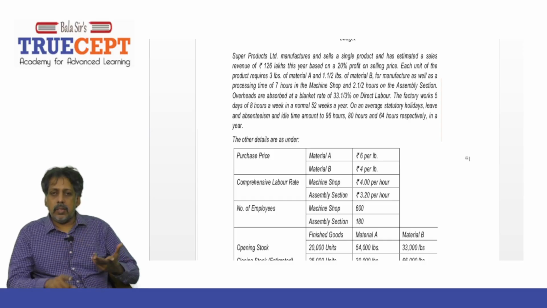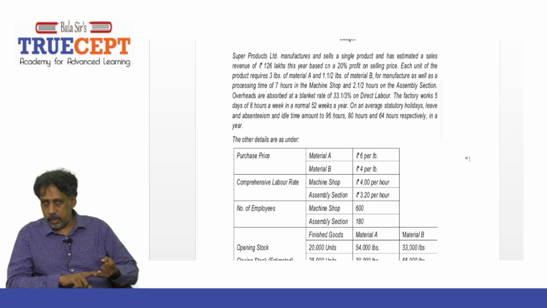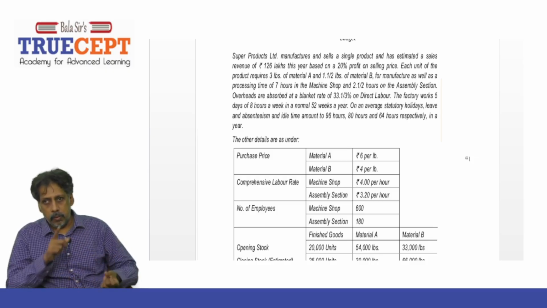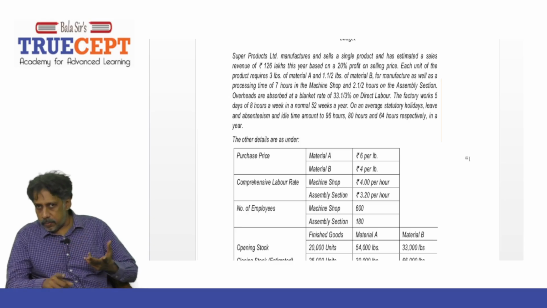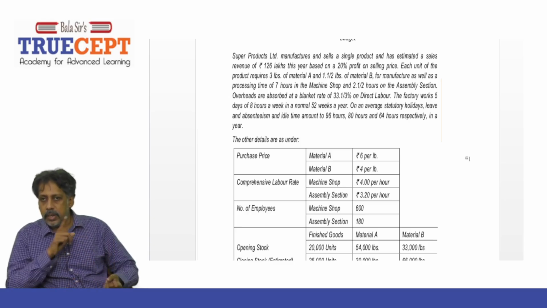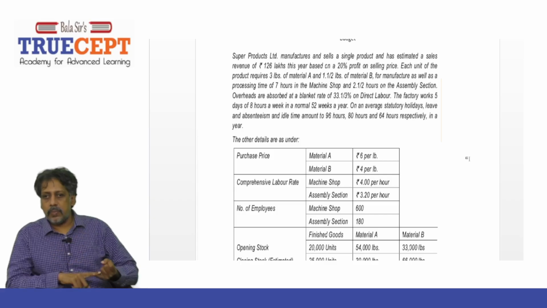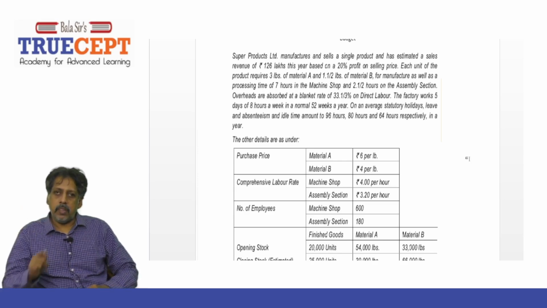Now it is given that the expected sales for the year, let's say 2025. Let's say we are going to prepare a budget for the year 2025. Maybe we are in December 2024. So in the coming year 2025, you are expecting a sales of rupees 126 lakh. So rupees 126 lakh is the sales expected for the year 2025. I'm just putting a year, okay?